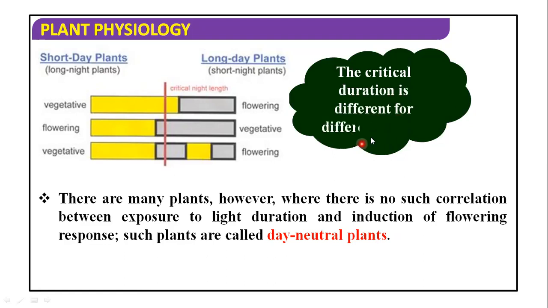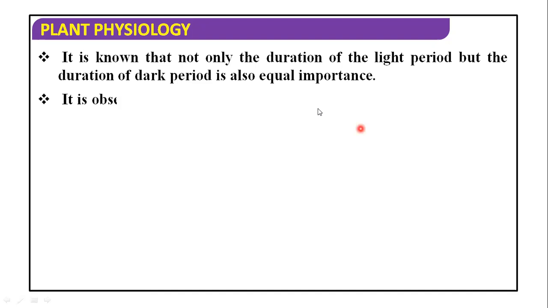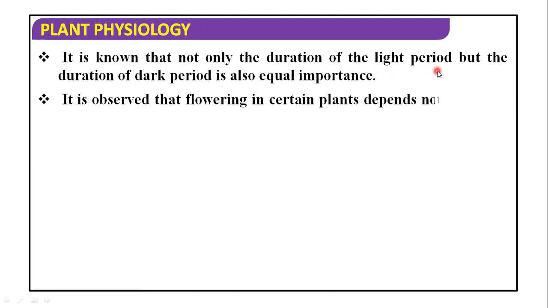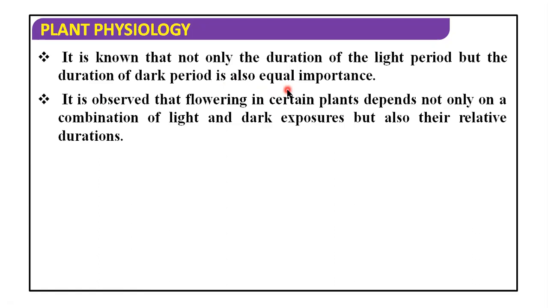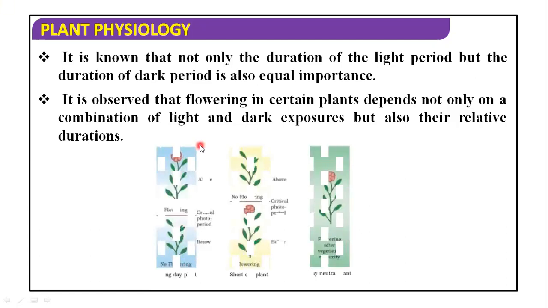This critical duration is different for different plants. Now, it is known that not only the duration of the light period, but the duration of the dark period is also equally important for flowering in the plant. It is observed that flowering in certain plants depends not only on a combination of light and dark exposure, but also on their relative durations. So, we have to measure the duration of light and dark.